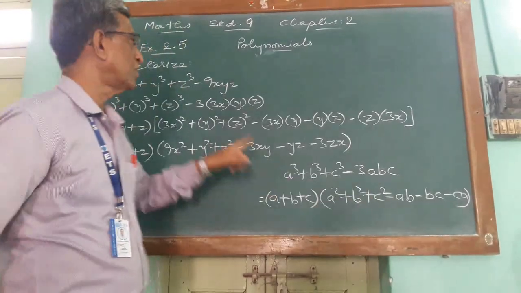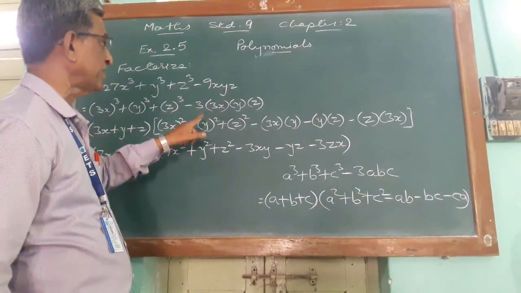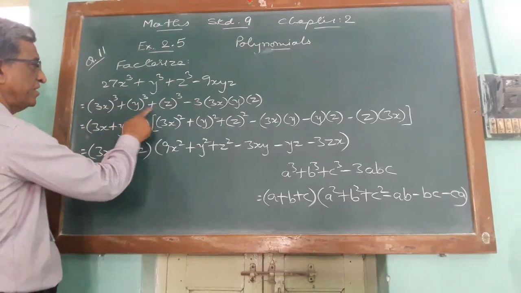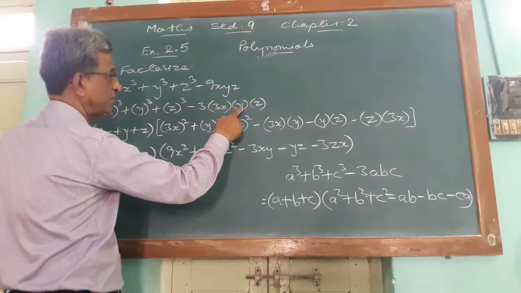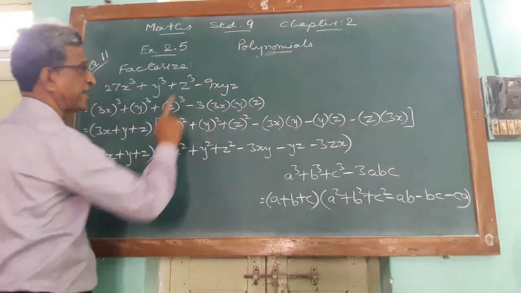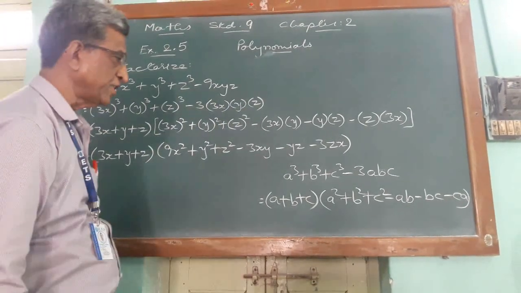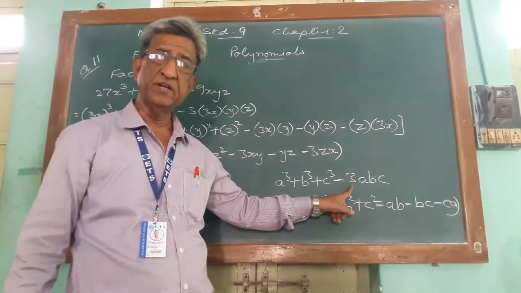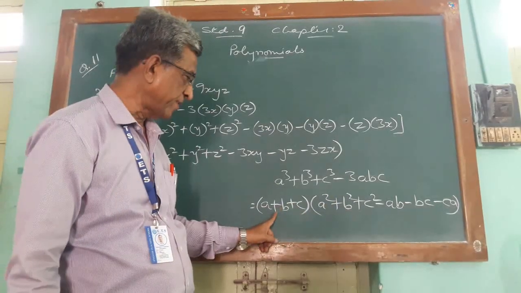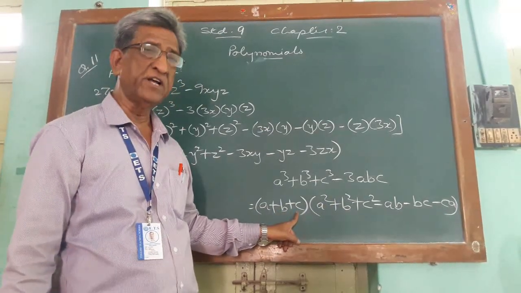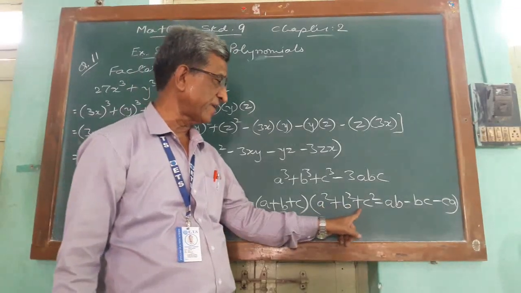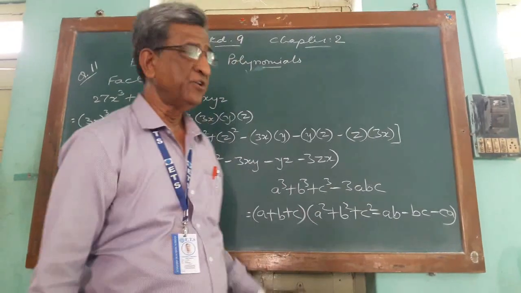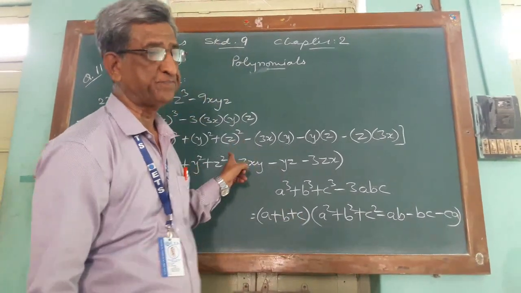3abc. So 9xyz can be written as 3 into first into second into third: 3 times x times y times z gives you 9xyz. So if you have this form, a cube plus b cube plus c cube minus 3abc, its formula is (a plus b plus c) into another bracket (a square plus b square plus c square minus ab minus bc minus ca). You will apply this formula in this sum.